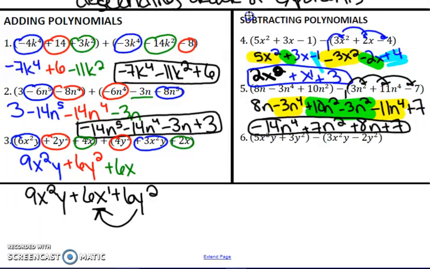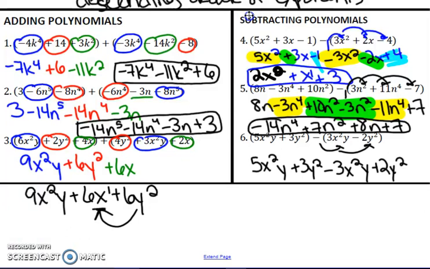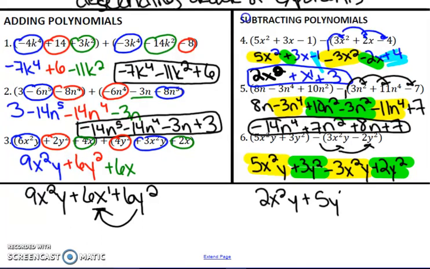Now, the last one. Again, we want to distribute that -1. So we have 5x squared y plus 3y squared minus 3x squared y plus 2y squared. So now, again, we want to combine like terms. 5x squared y and -3x squared y combined. Also, 3y squared and 2y squared combined. This leaves me with 2x squared y plus 5y squared.